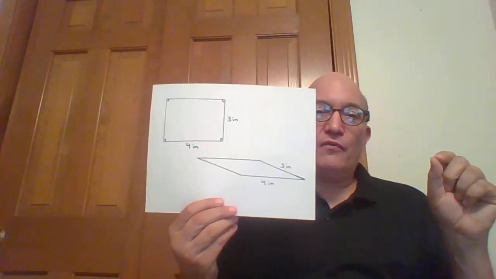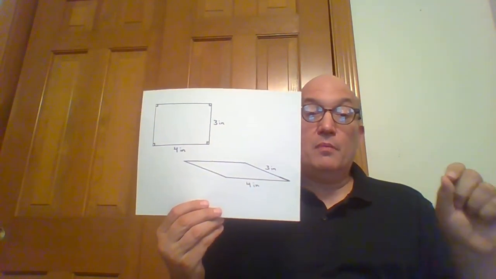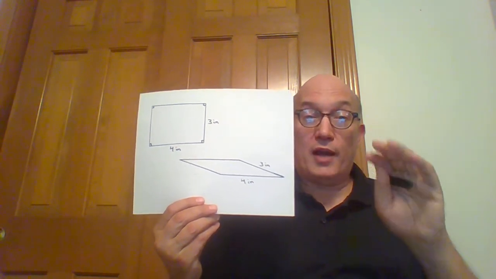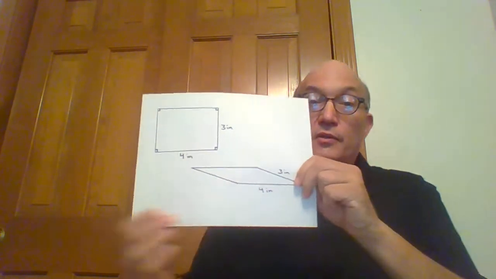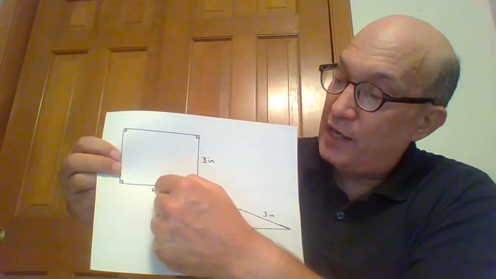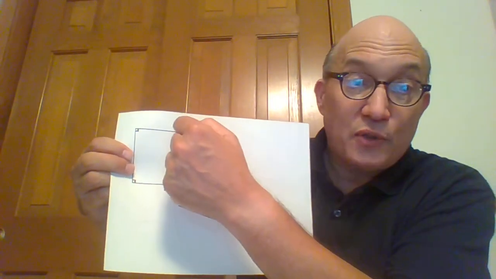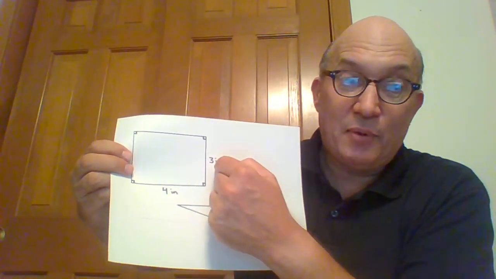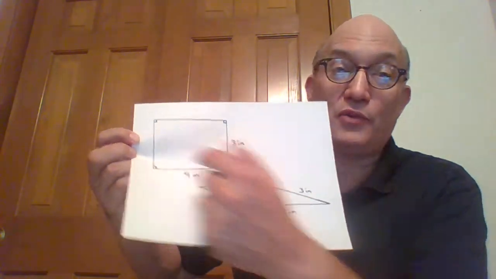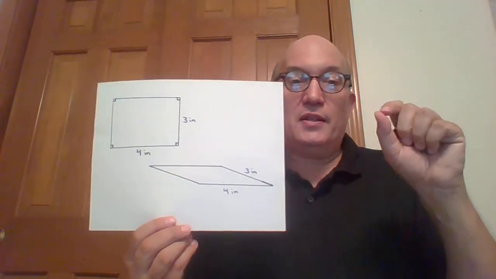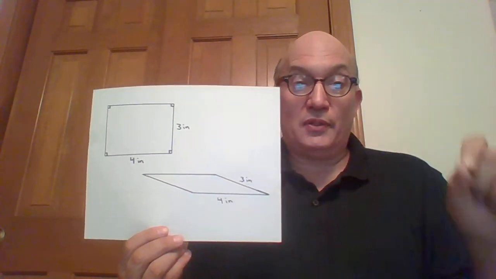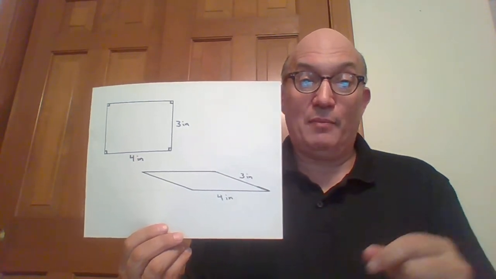They each have the same perimeter because just as with rectangles, rectangles have opposite sides being the same length. So even though I didn't label it, this side is 4 inches labeled, this side is also 4 inches, this side is labeled 3 inches, this side over here is also 3 inches. We talked about that earlier. And in a parallelogram, opposite sides also have the same length.